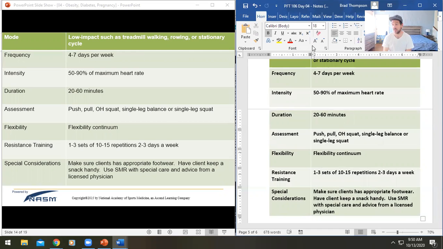And then you can do all assessments. You're not just going to have clients who have poor balance and stuff. So pushing assessment, pulling assessment, overhead squat assessment, single leg squat assessment, all of them are good. Flexibility continuum, same process, all of them are good. Be cautious on foam rolling. Again, you don't want to give your client a bruise if they have neuropathy. It doesn't say that there, but, oh, it does actually say it. I was like, man, I keep saying all these things, and I'm like, it doesn't say it here. It says it down here. Use foam rolling with special care.